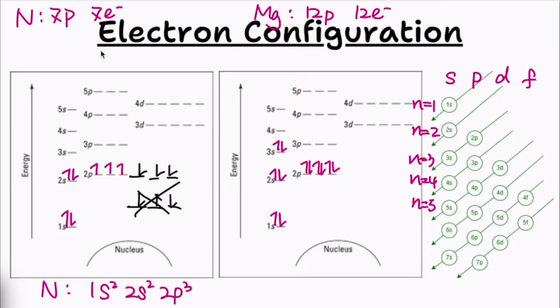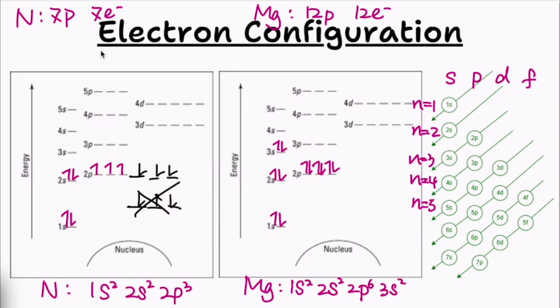Okay, then what about for magnesium? For magnesium, it will be 1s2, 2s2, 2p6, and then the last 3s2.